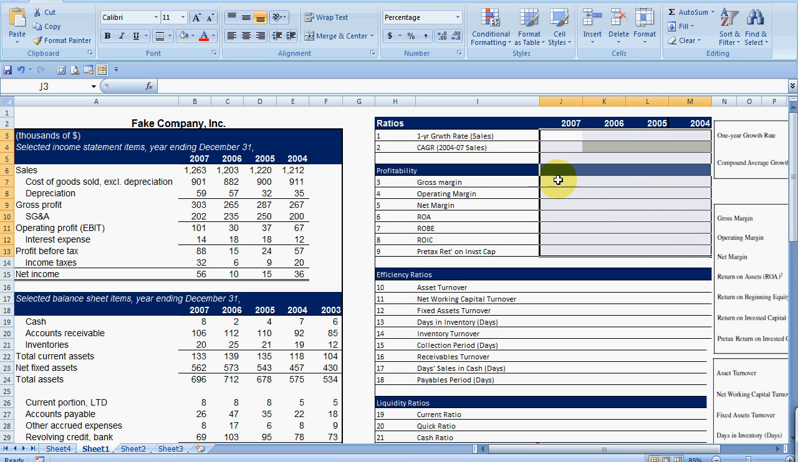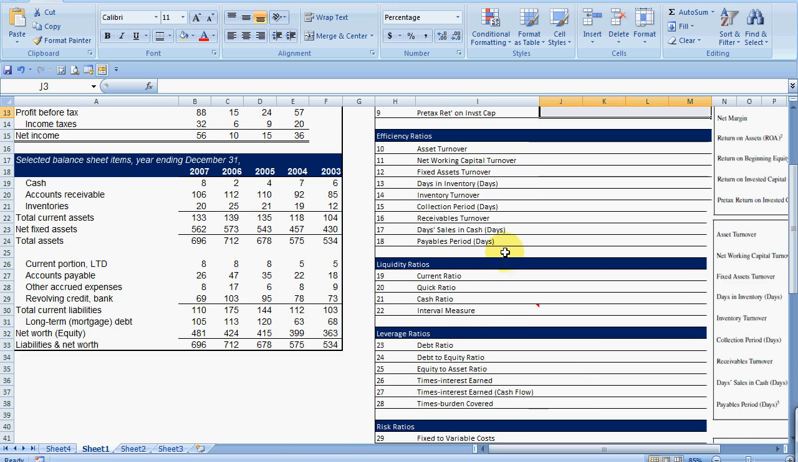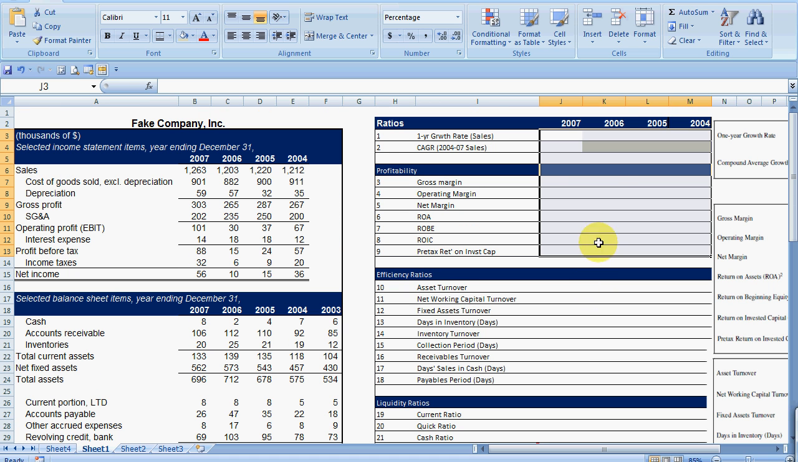We'll try to get through profitability ratios in this video, and then I'm going to go back and do some more videos on the others because of time. So first let's just do the 1-year growth rate. And I'm going to go pretty fast, but you can pause and go back and rewind. So this is purely a video on how to calculate them, right?